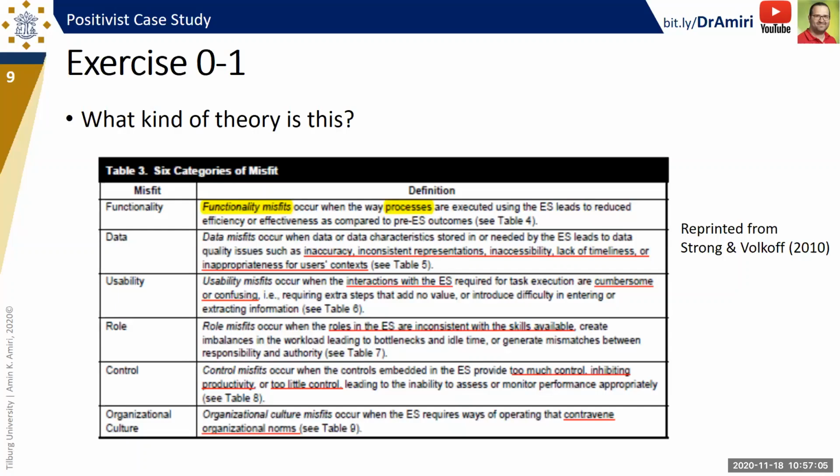Okay, this is a taxonomy theory. You see these authors try to find various types of misfit that happen during an enterprise system implementation. Functionality misfit, data misfit, usability misfit, role misfit, control misfit, and they provide a definition for them. So this is called a taxonomy theory.